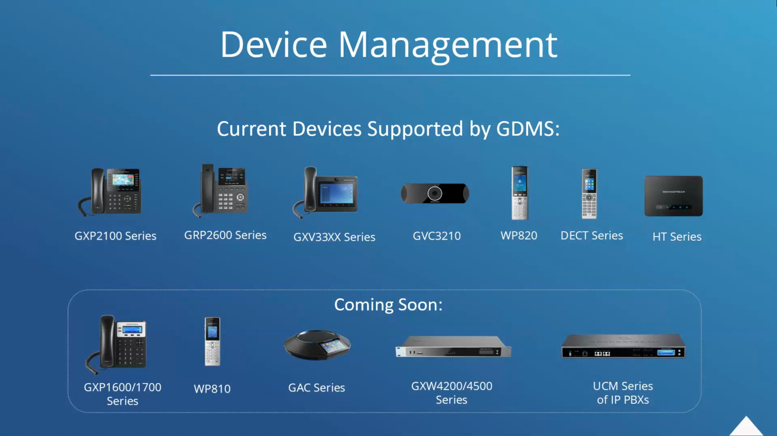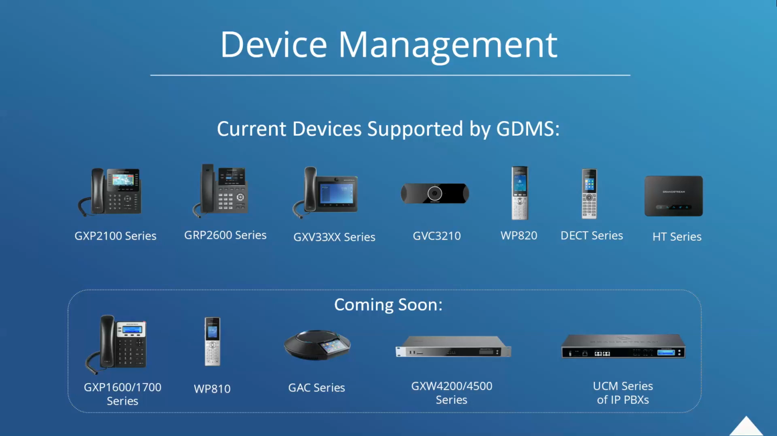All right, so current devices that are supported by the GDMS, we have the 2100 series, 2600, 33 series, 3210, 820, DEX series, and HT series. Please just be aware right now, these are all the devices that will be supported once the GDMS is fully launched, which should be later here in October or early November.